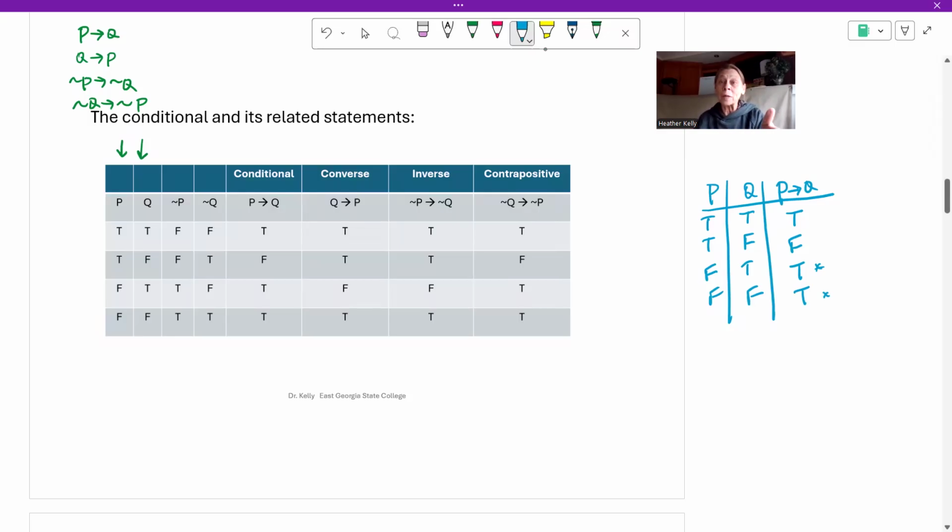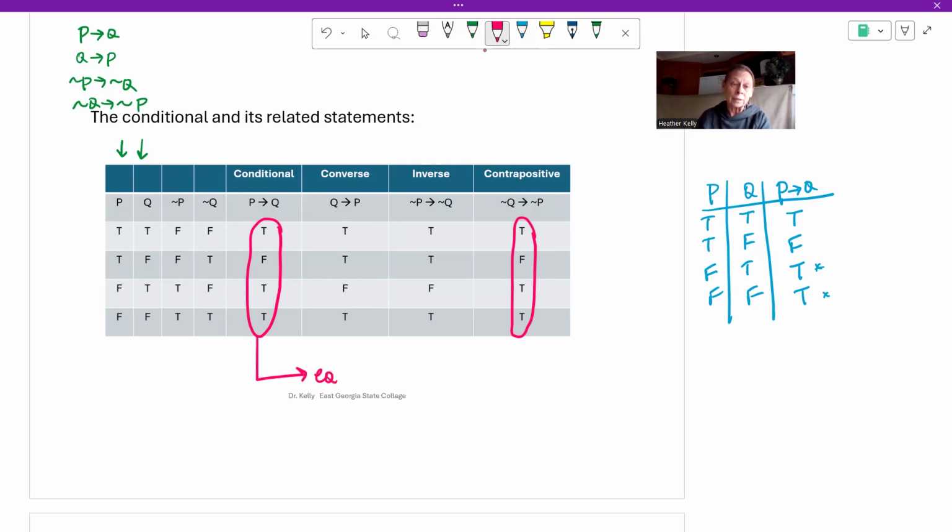Okay, so that's what I used to fill out this whole table. And the reason why I did this table is I want to point this out to you. So look at the column of the conditional. It is true, false, true, true in that order. And when you look at the column of the contrapositive here, it is also true, false, true, true. That means that they're equal. These are equivalent. These are equal statements, okay?